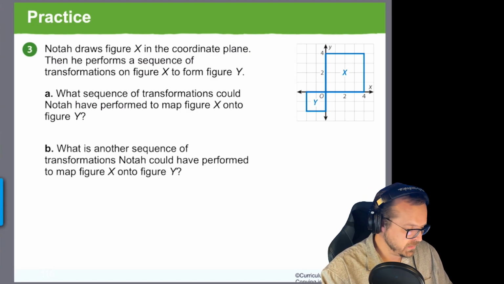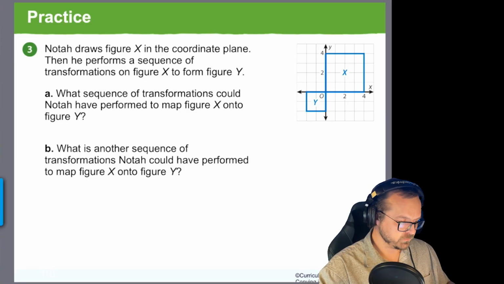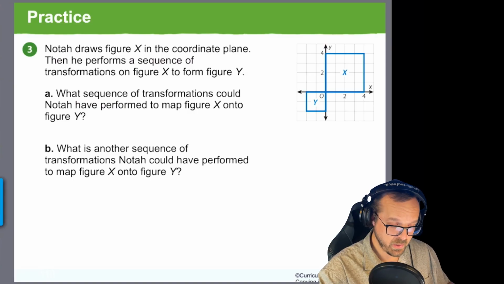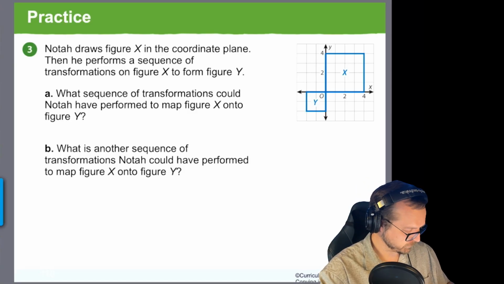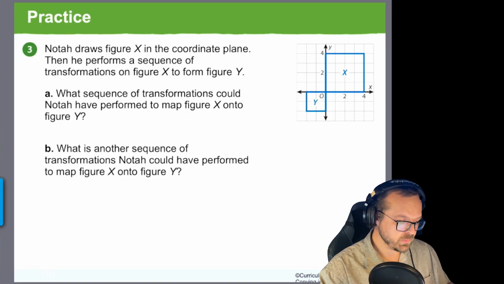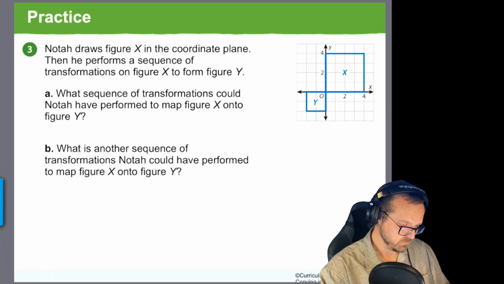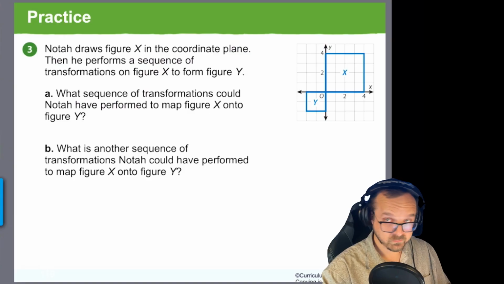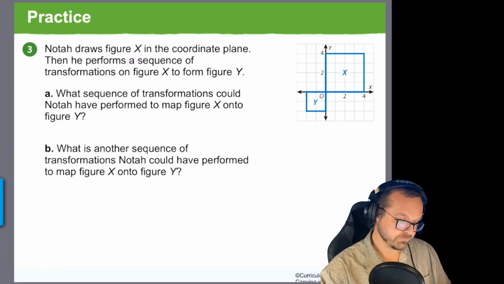I apologize. Nota draws the figure X in the coordinate plane, as shown. Then he performs a sequence of transformations on X to figure Y. So we're going to go from X, excuse me, I got the hiccups all of a sudden, to Y. What sequence of transformations could Nota have performed to map figure X onto figure Y? And once you find one there, can you find another one?